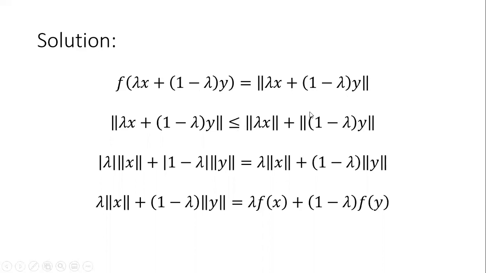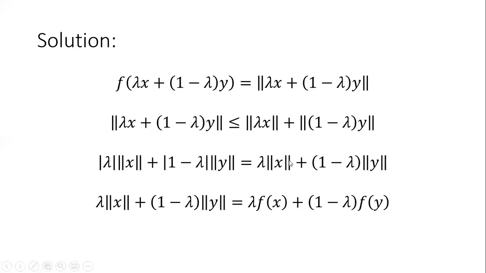Now, because of the homogeneity property, we know that this expression equals the absolute value of lambda multiplied by the norm of x plus the absolute value of 1 minus lambda multiplied by the norm of y. Because lambda is a scalar in the segment from 0 to 1, we can remove the absolute value signs and get the scalar lambda multiplied by the norm of x plus 1 minus lambda multiplied by the norm of y.